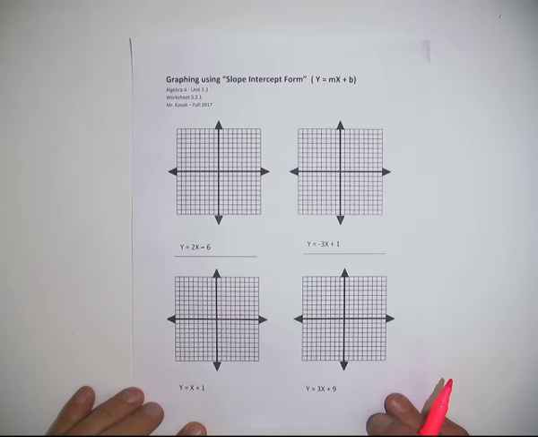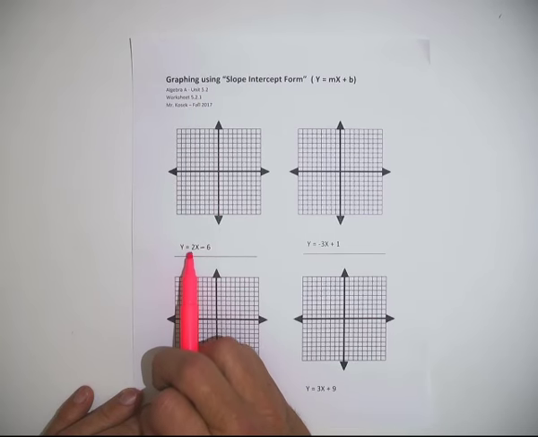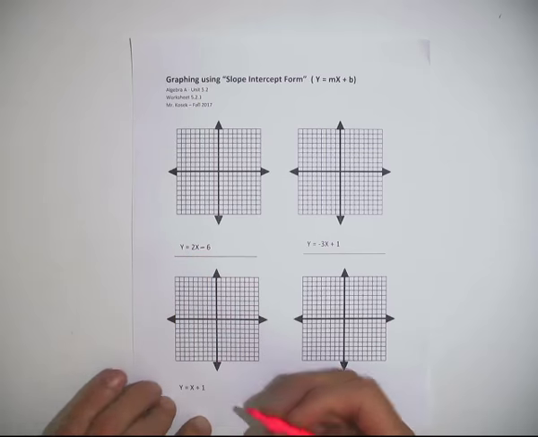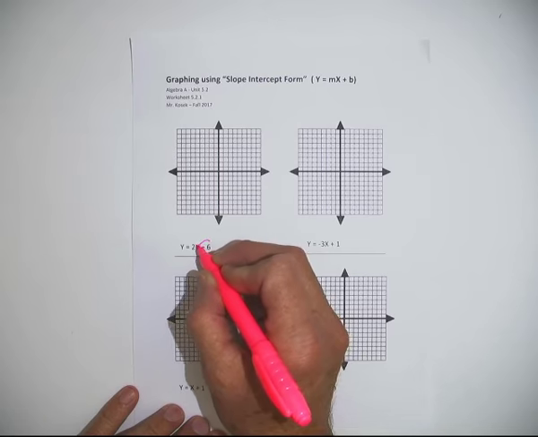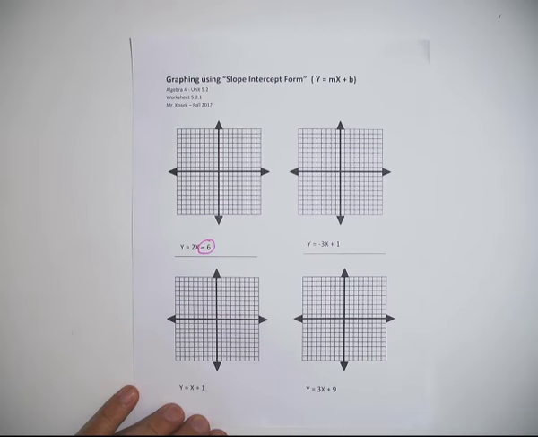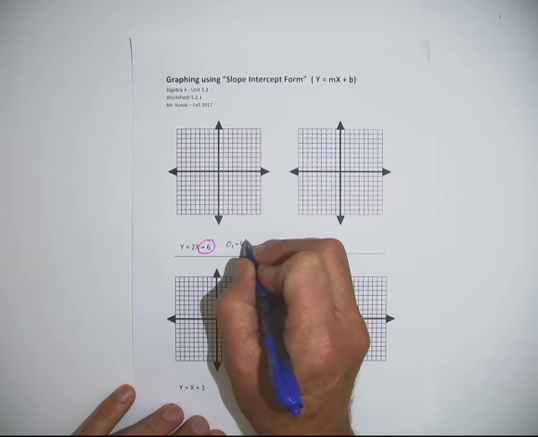So once again, we can take a look and we can see that this equation is in slope-intercept form. We have y equals 2x minus 6. So in this equation, our y-intercept is minus 6. So that's going to be 0, minus 6.